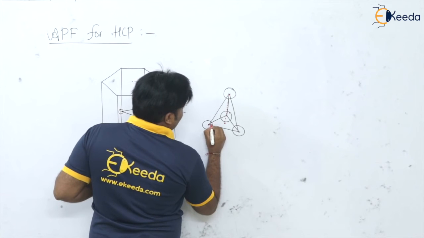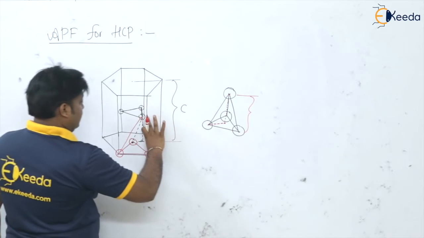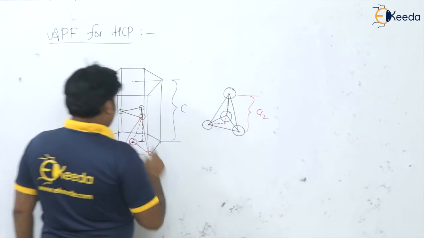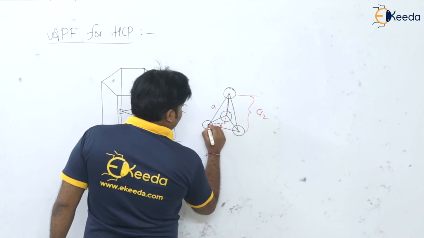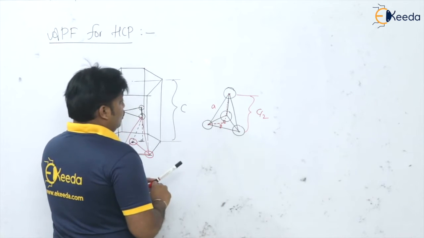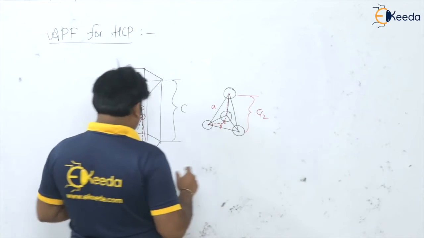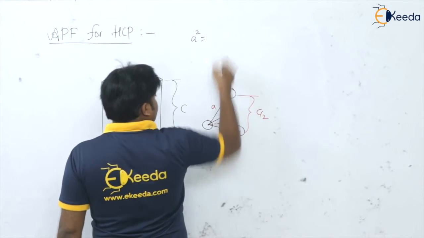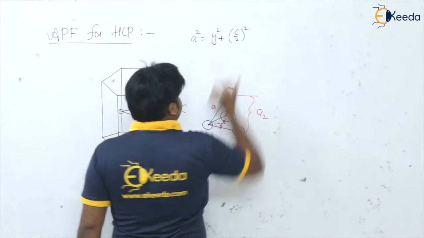Okay, and if I join this, we know this distance is how much? C by 2. This distance is how much actually? This perpendicular on the basal plane is C by 2, and the distance between the atoms is A. Say I am having this distance y from this point 2 up to this perpendicular, and this is the right angle triangle, isn't it? So in this right angle triangle, you see this hypotenuse A, this distance y, and this distance C by 2. What we can write? This A square is equal to y square plus C by 2 whole square, isn't it?